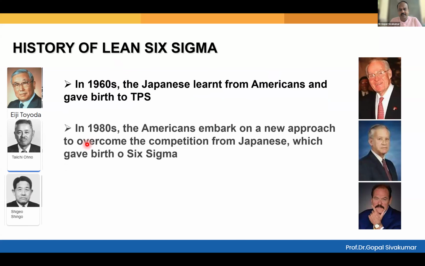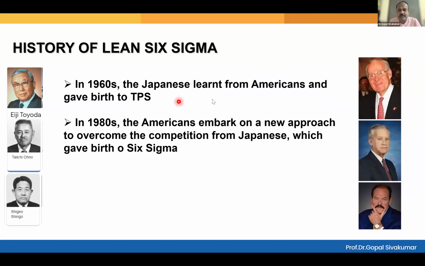And it is considered that TPS was introduced during the year 1960, right? And then later on, 1980, you know what happened? The Japanese products were really competing well in the market. They were even considered better than the American products. And so to overcome this competition, the Americans, particularly the company Motorola, embarked on a new approach. This effort gave birth to another unique approach, which they named Six Sigma. Here, in the TPS, the idea is waste elimination. But in Six Sigma, the idea is defect elimination. How? By controlling the variation.